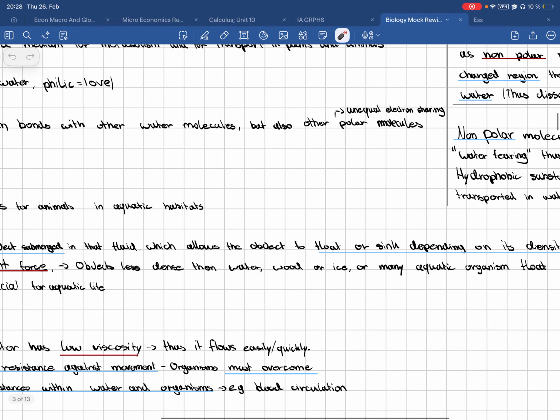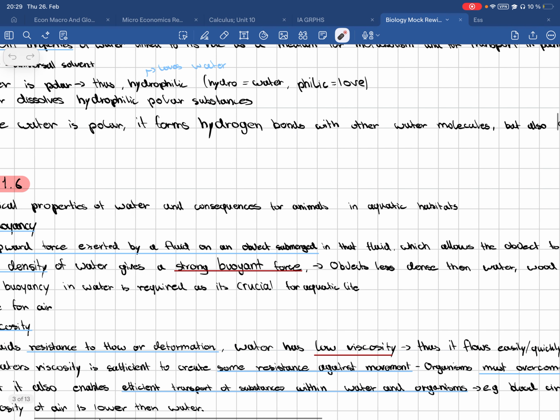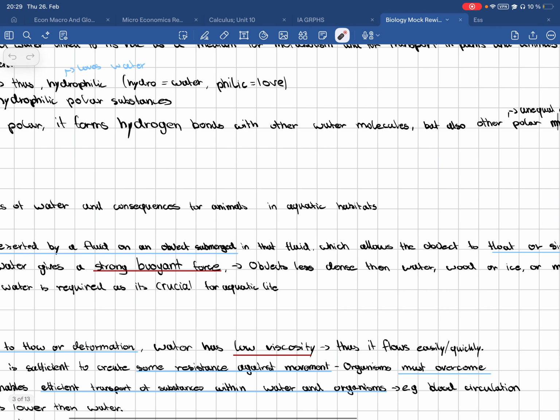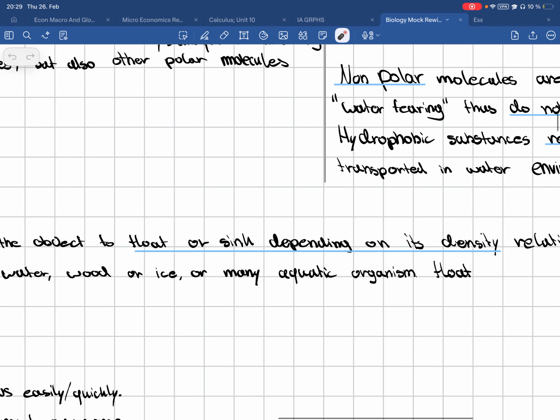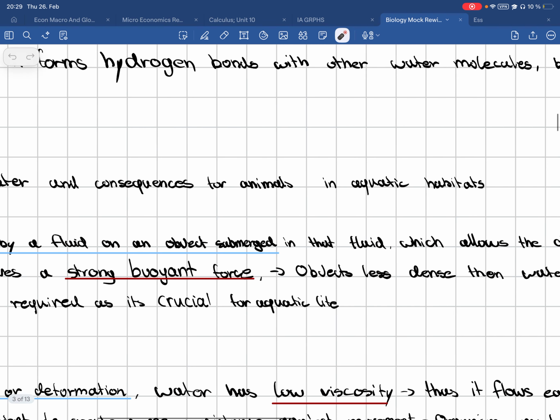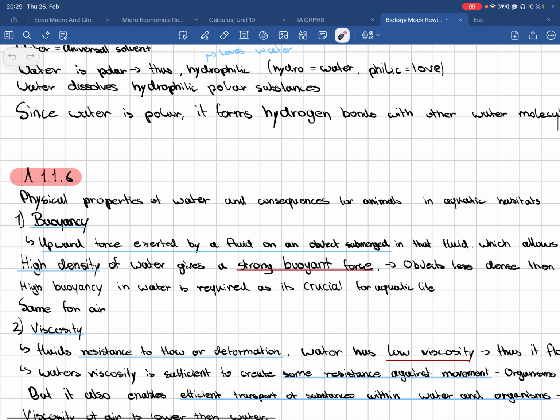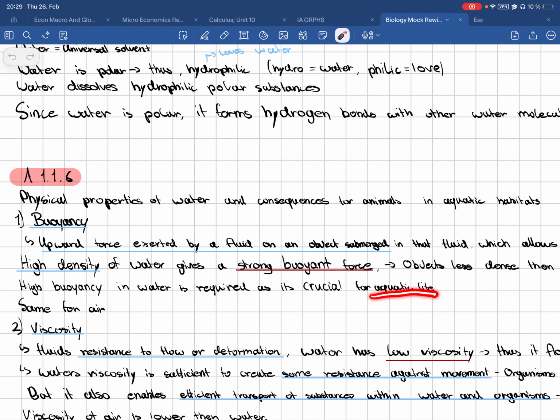Many aquatic organisms that are less dense than water can thus float in water, which is important for them. Now, high buoyancy in water is required as it is crucial for aquatic life.